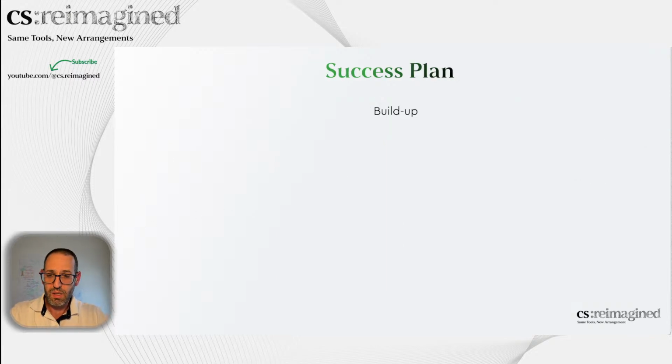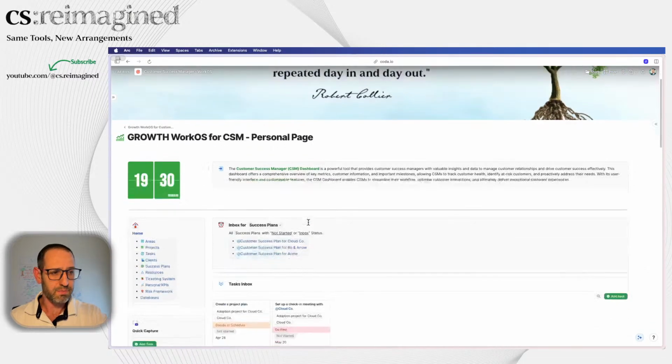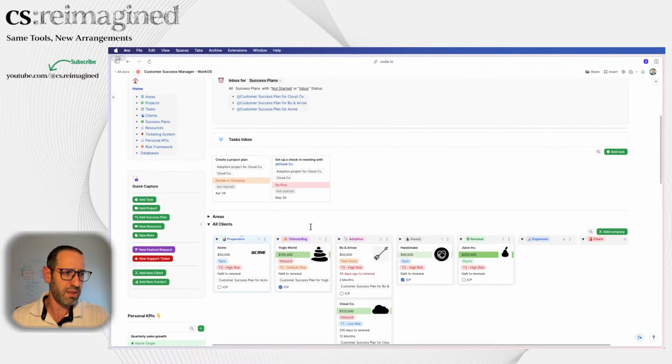So let's go into the build-up. Let's go into a success plan that I'm using. This is based on Coda. It's a template, and the way I'm using it is just to get everything in one place. I want to see the customer in one place, and I want to know everything about it. I want to know who is the customer, what is the ARR, what is the segment that they belong to. As you can see, it's a different way of segmenting.